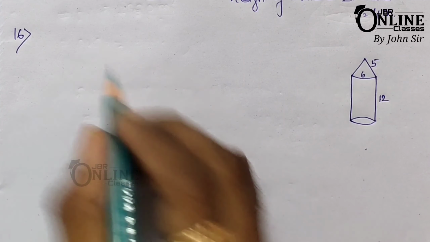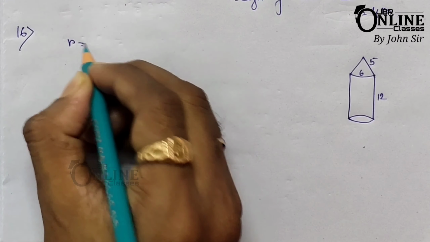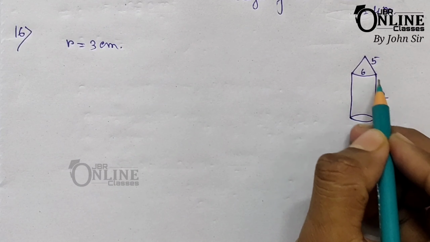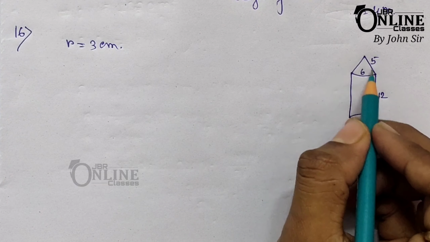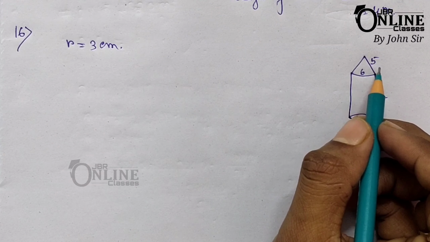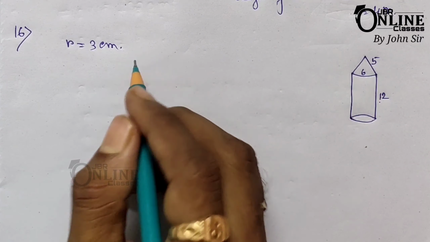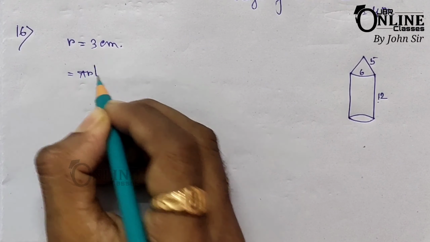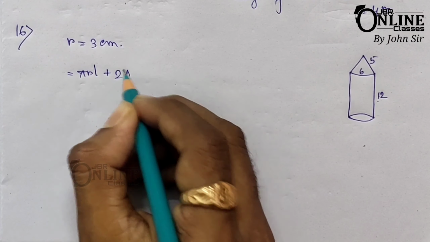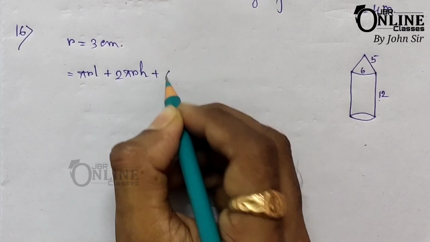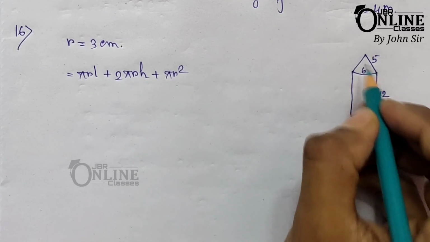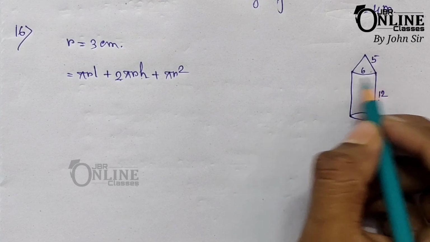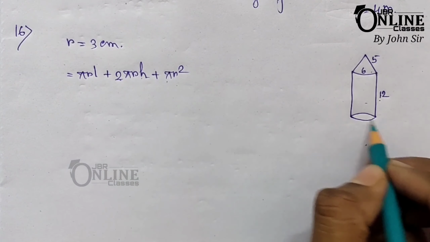So here if diameter equal to 6, then radius equal to 3 centimeter, height equal to 12 the cylindrical portion, and the slant height equal to 5 of the conical part. So first the total surface area, here the formula will be to find out total surface area: pi rl plus 2 pi rh plus pi r square. Pi rl for the upper conical portion, 2 pi rh for this portion, and pi r square for the lower portion.